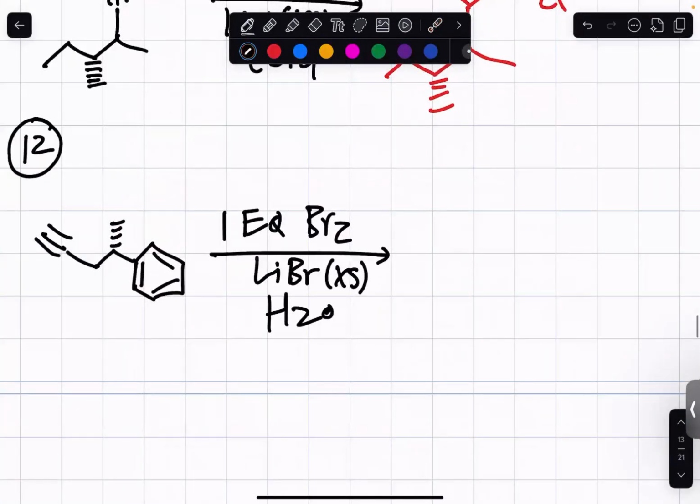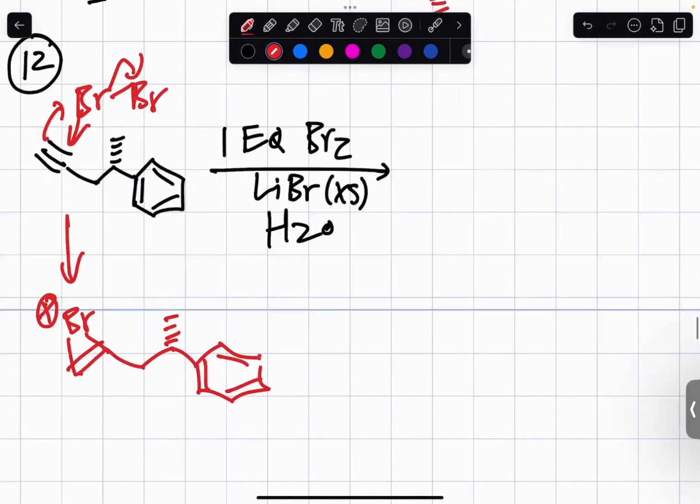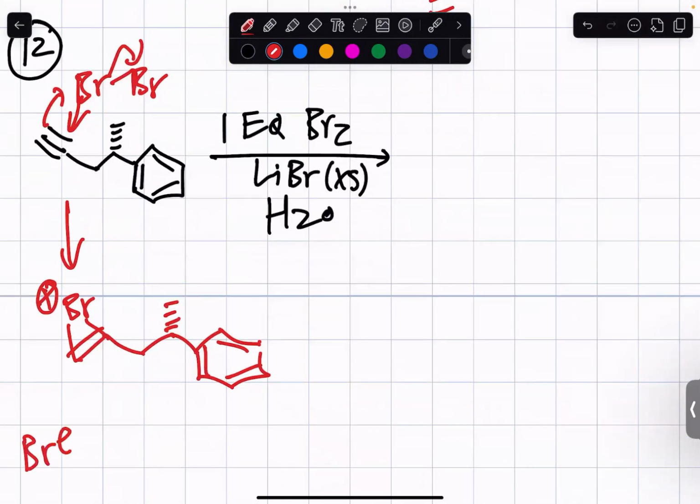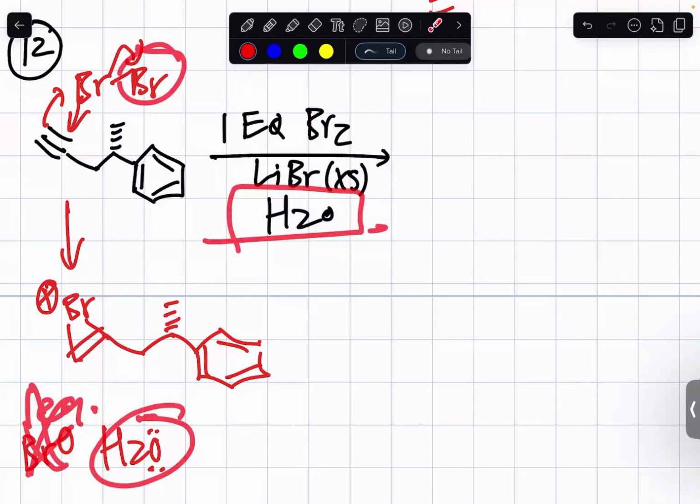Okay, so let's do 1 equivalent of Br2, form that bromonium ion. And now we have a Br minus floating around and a water floating around. Which one would be my nucleophile? H2O, yes. Because there's a million times more water than this one teeny tiny one equivalent of Br minus that we kicked out in this first step. That H2O is our solvent. There's a million of them, which would overpower this Br minus.